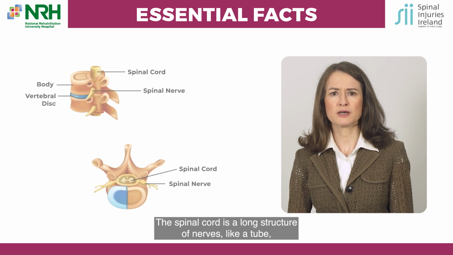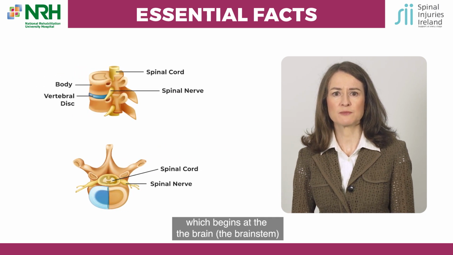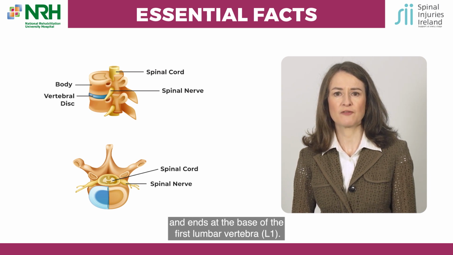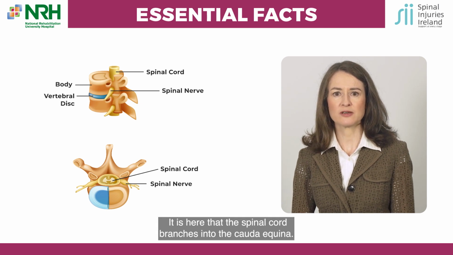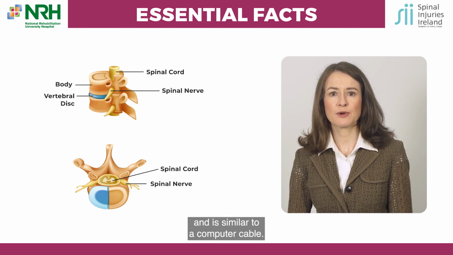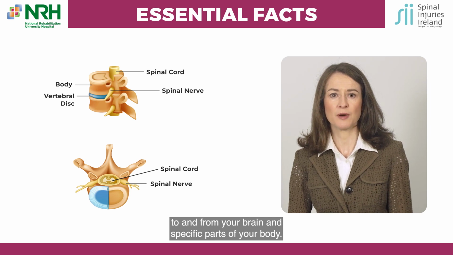The spinal cord is a long structure of nerves like a tube which begins at the bottom of the brain stem, and ends at the base of the first lumbar vertebra, L1. It is here that the spinal cord branches into the cauda equina. The spinal cord is approximately the width of your little finger and is similar to a computer cable. It is a two-way communication network that sends messages to and from your brain and specific parts of your body.